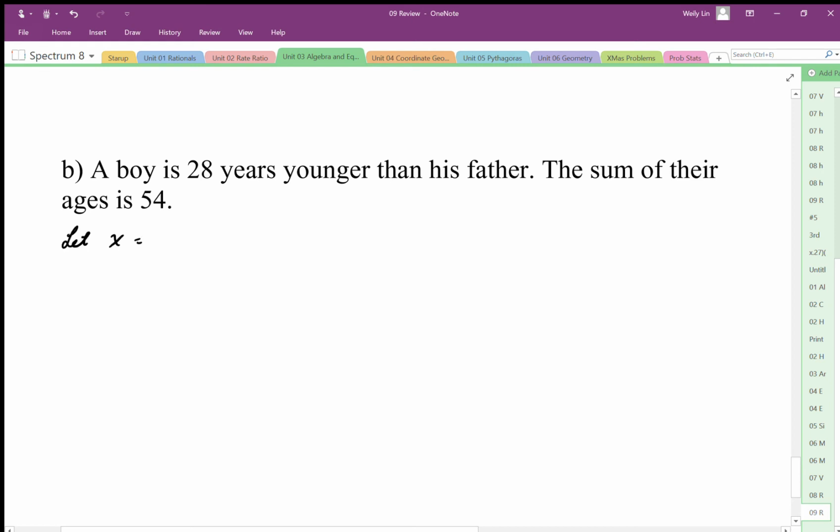So we're looking for ages. We're either going to let x be the boy's age or the father's age. I'm going to let x be the boy's age. Make sure you're clear that it's the age that we're looking for. And so to describe his father's age, we're just going to add 28 to the x.